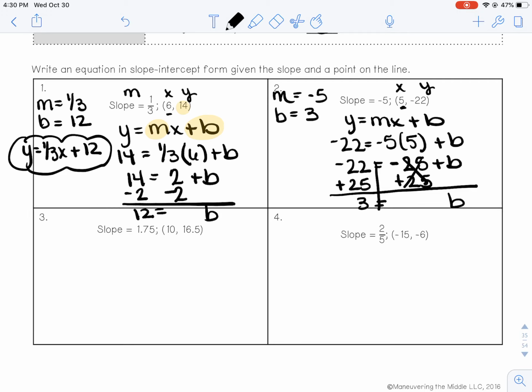That equation in slope-intercept form, again, I'm going to just be replacing the m and the b. Y, let's try that again. Y equals negative 5x plus 3.